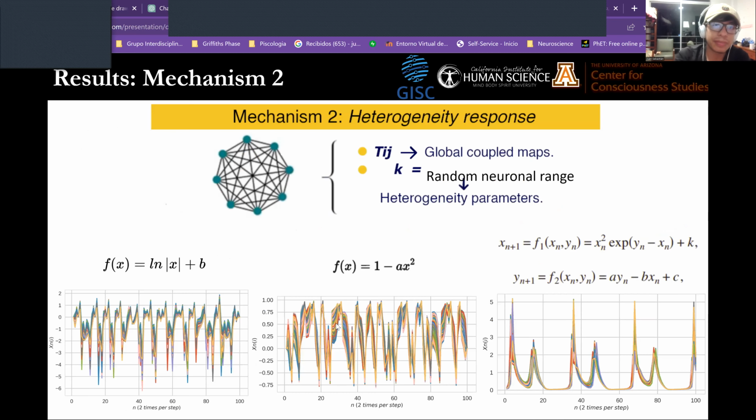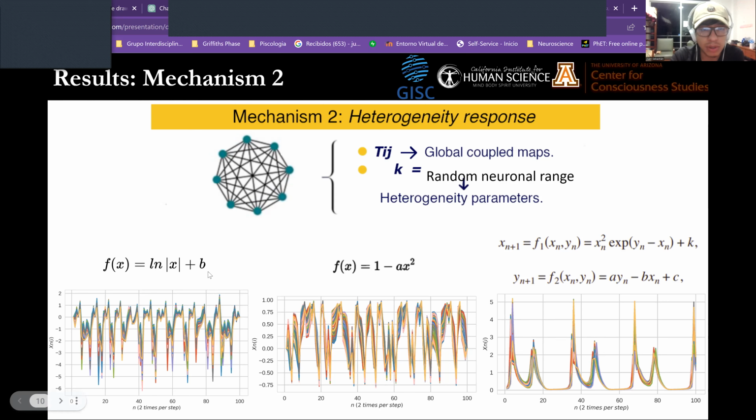Perfect. So from this, we have the pleasure to say that we found a new mechanism, which has been reported in some places as the heterogeneity response, which will be mechanism 2. In order to consider this a sufficient mechanism, we should change the topology in order to see what the Griffiths phase will look like and what the difference will be.